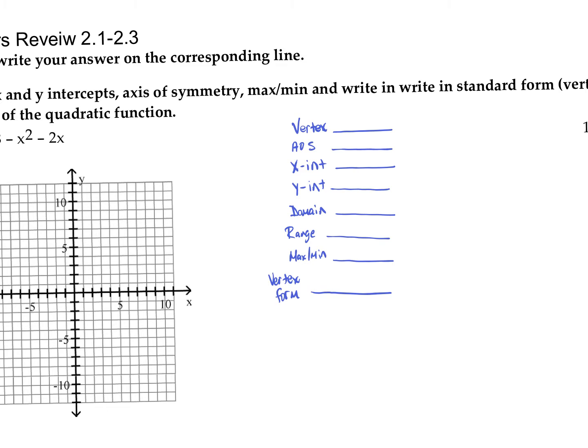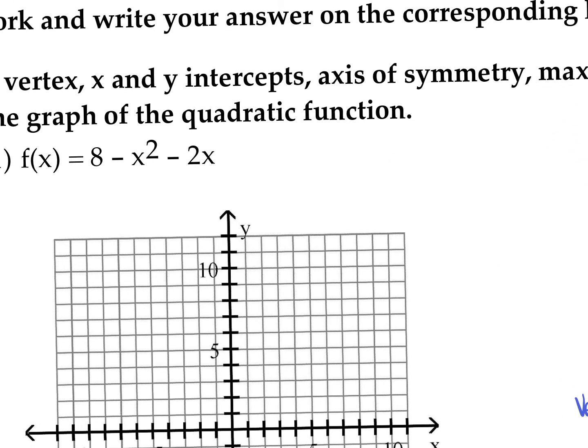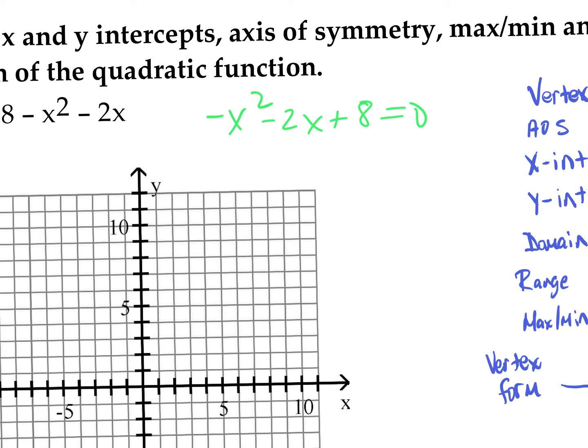All right, first thing you've got to look at here: are we in standard form? No. So rewrite it. Negative x squared minus 2x plus 8 equals 0. How do you find the vertex, guys? Negative b over 2a is going to give me the x part of my vertex.